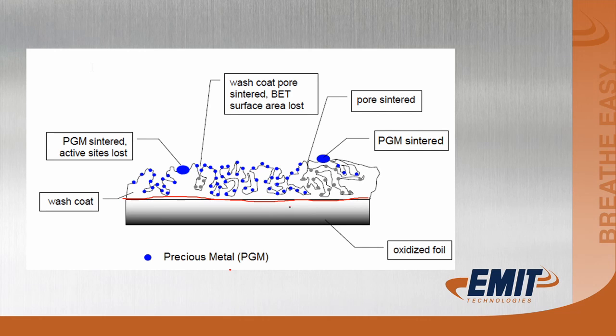Other things that will cause that: H2S is not only a poison, but the moisture in the exhaust with H2S will deteriorate that foil very rapidly.